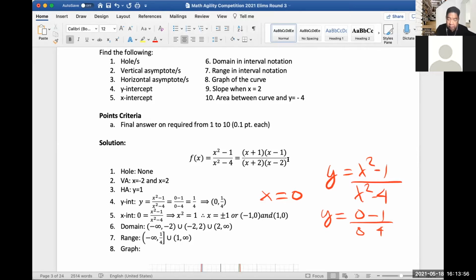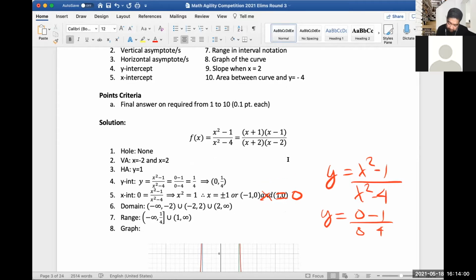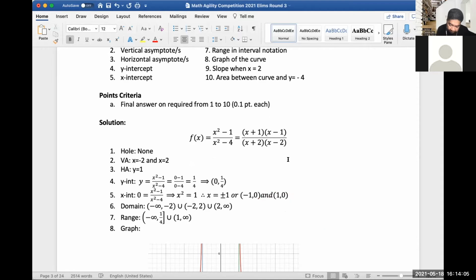Okay, so hold on. Let me just adjust this. So we get, what's the answer? So that is 1/4. So meaning our coordinate for the y-intercept would be (0, 1/4) here. And then for the x-intercept, it's the other way around. Let's make y equals 0 and then solve for x, right?